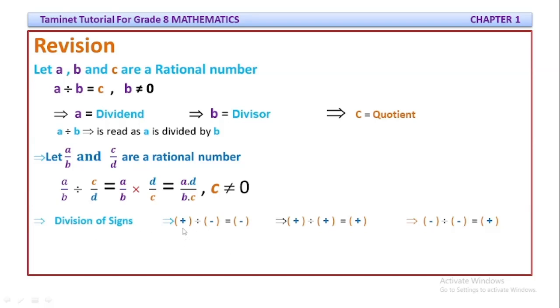If the numerator is positive and the denominator is negative, then the quotient is negative. If both the numerator and the denominator have the same sign, the quotient is always positive.